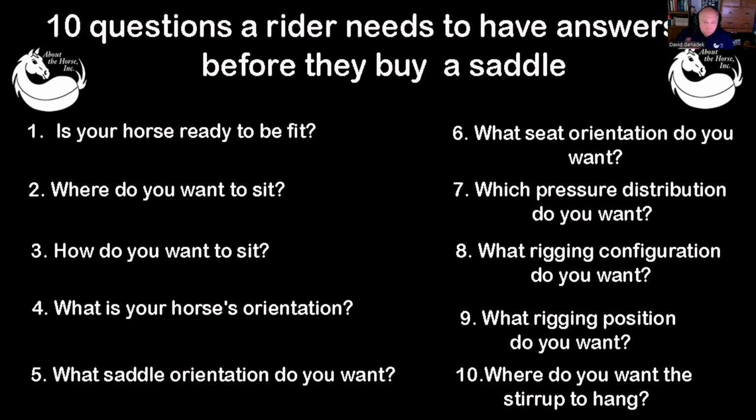This is pretty straightforward. We're going to look at 3 different rigging configurations. Then, what rigging position do you want? Where do you want the cinches to be, or cinch? And then the last thing we're going to ask is, where do you want your stirrup to hang? That's pretty much what you need to have a handle on when you're looking at a saddle.